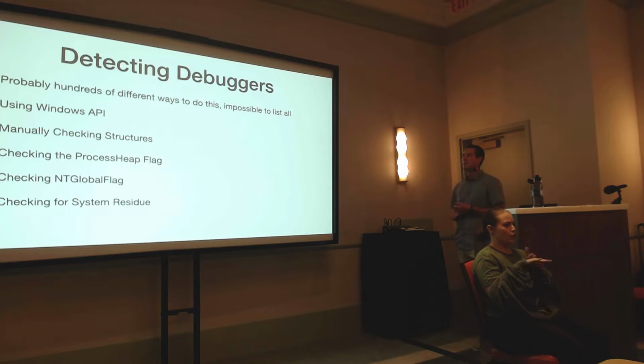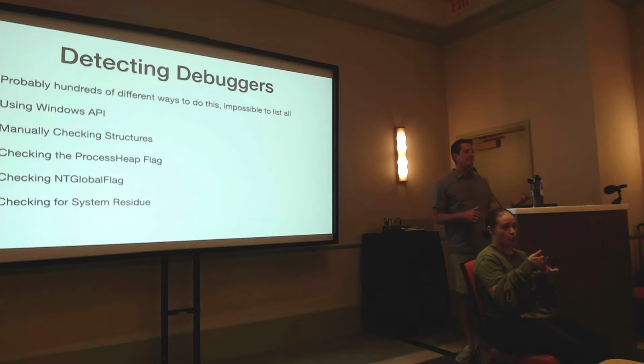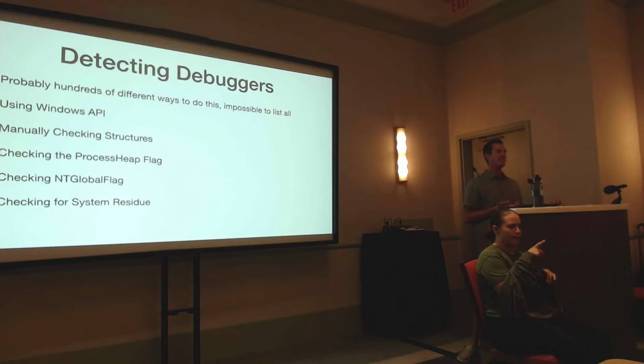We're going to look at a couple of different ones using Windows API calls, so just built-in Windows functionality to check for those flags and things like that. We can write our own checks to manually check those data structures that live in memory. We can do some other stuff like checking how fast an application runs. If an application's running in a debugger, we can assume it's going to be much slower than if it was just executing normally. So we can add in some timing checks and things like that.